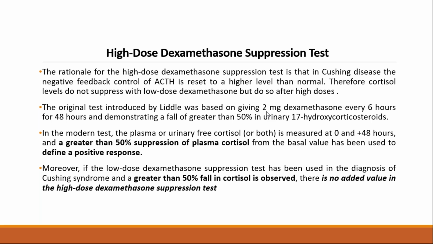But these days, plasma or urinary free cortisol is measured at 0 and 48 hours, and a greater than 50% suppression of plasma cortisol from the basal values has been used to define a positive response. Earlier, the urinary level was seen, but nowadays plasma cortisol levels are compared from baseline and after 48 hours of giving high dose dexamethasone.